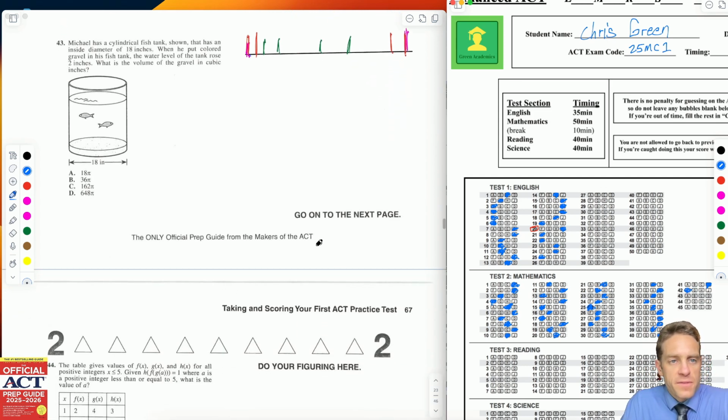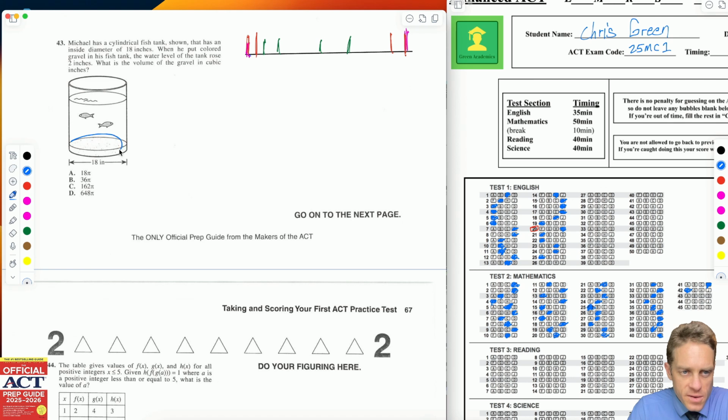Michael has a cylindrical fish tank shown that has an inside diameter of 18 inches. When he put colored gravel in his fish tank, the water level of the tank rose 2 inches. What is the volume of the gravel in cubic inches? So it's basically a cylinder within a cylinder. It's the volume of just this.